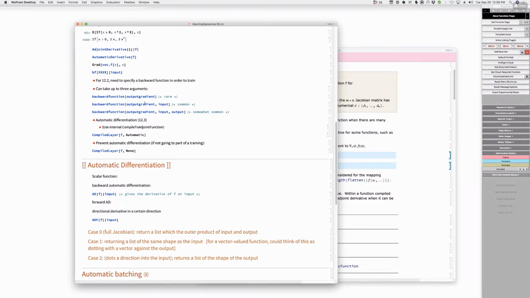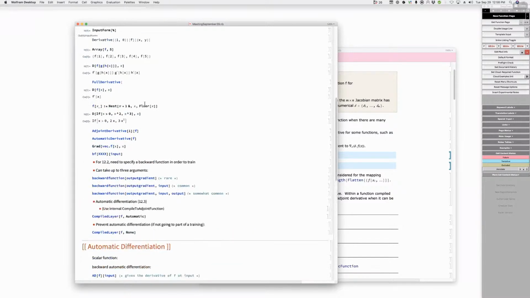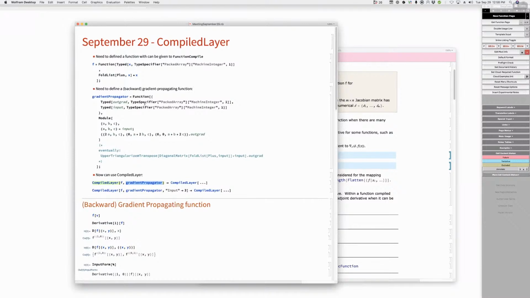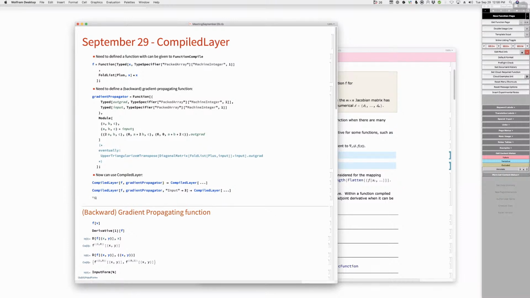Input is almost. Let me make a suggestion for kind of defensive design here. Okay. Let's make the second argument to compiled layer be something like, whatever you want to call it, gradient, propagator, arrow, whatever your function is.